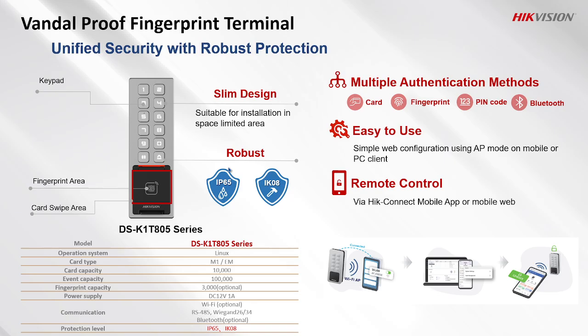Then now we have the vandal-proof fingerprint terminal. This is the 805. Quite rigid, quite robust. The design is slim. It has a fingerprint area. It has a card, but by default, all HIKVISION access control readers will have a card option. So it could be the M1 or the IC card, or it will be the ID card. Then for this 805, it's IP65 and IK8. IP65 meaning it can be installed in an outdoor environment and it works. Then it's IK8, that is vandal-proof protection. So it's rigid and the design is actually rugged. Then it supports the AP.